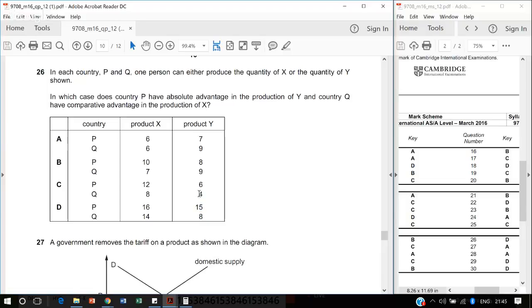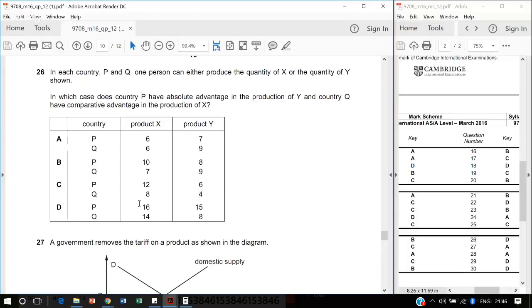Now let's have a look at comparative advantage. That means that their opportunity cost is lower. So here, if we're looking at C first, country P, the opportunity cost of producing 1 unit of X is half a unit of Y. We can see that by dividing 6 by 12. And their opportunity cost here is also half a unit. So there's no possibility of having comparative advantage here. So it must be D.